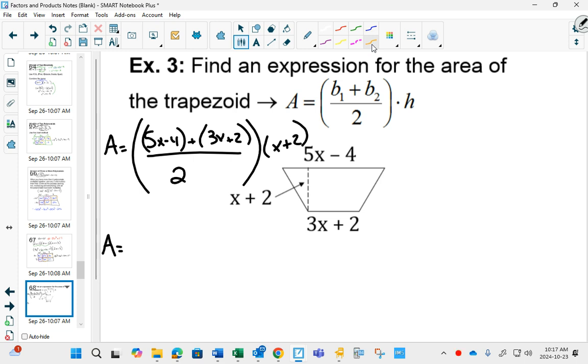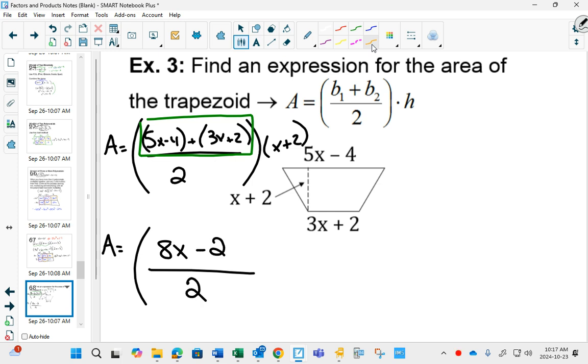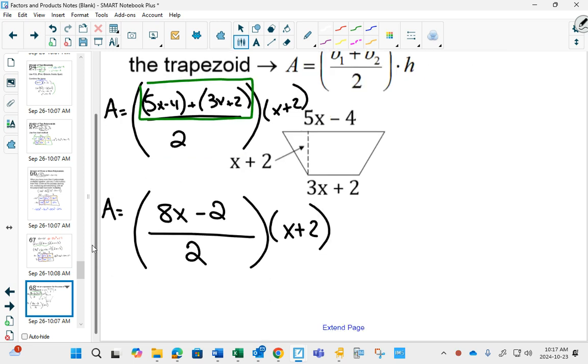In the top of this fraction, we have some like terms, so I can combine those together. 5x plus 3x will be 8x, negative 4 plus 2, negative 2, that's divided by 2, and I still have the x plus 2. And inside the fraction, I can divide everything by 2. 8x divided by 2, that'll be 4x. Negative 2 divided by 2 is negative 1.